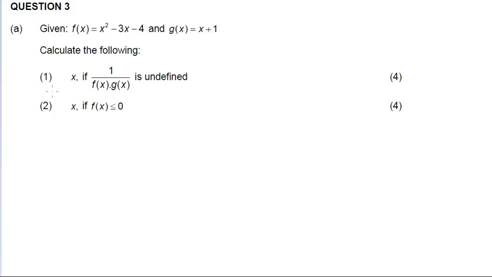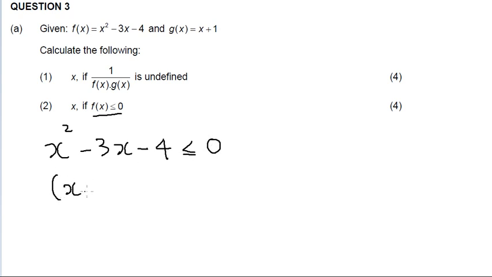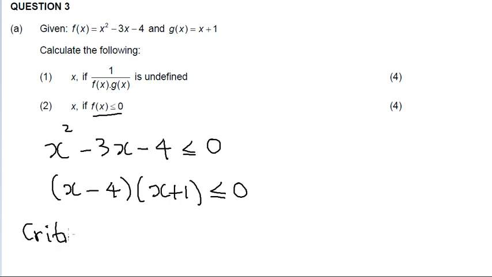Question 3a, part 2. It says calculate the following x, if f of x is less than or equal to 0, so that's going to become an inequality. So f of x, recall, was x squared minus 3x minus 4 is less than or equal to 0. We can factorize this again into factors of x minus 4, x plus 1 is less than or equal to 0. We can now write down our critical values.